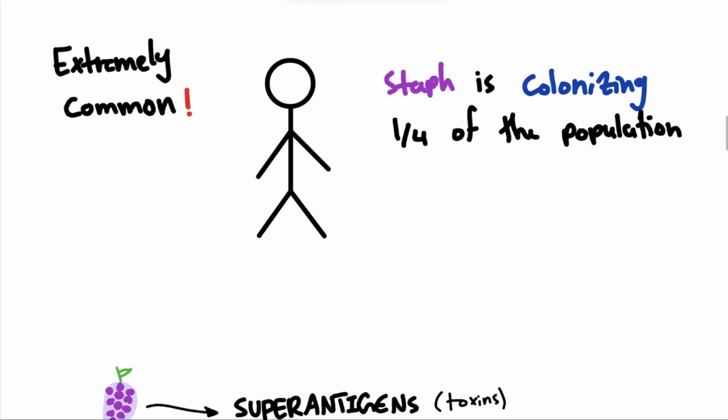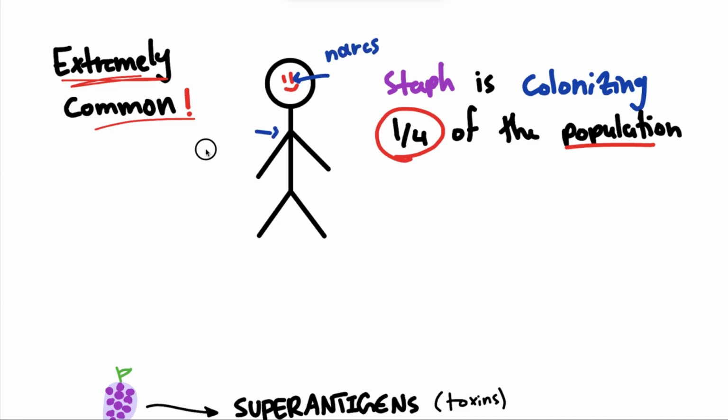Now, the reason this is important for the boards and the wards is that this bacteria is extremely common. It's so common to the extent that it colonizes one quarter of the population. Imagine the number. So if we look at this happy guy here, we're going to try to remember what parts exactly it most commonly colonizes. It most commonly colonizes the nares, the axilla, as well as the groin.